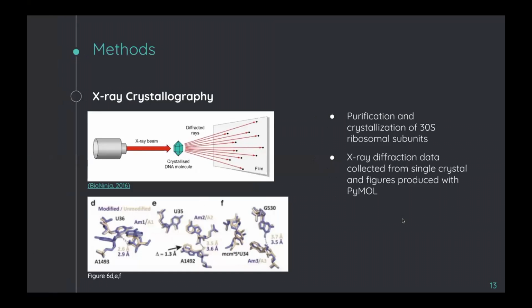For the next set of results, X-ray crystallography gave valuable structural data. The purification and crystallization of 30S ribosomal subunits was done on the species Thermus thermophilus. Mass spectrometry was used to verify identities of molecules before crystals were flash frozen in liquid nitrogen. Diffraction patterns, which are usually obtained by X-ray crystallography, were obtained, and the PyMOL program read the data and produced the figures seen here.